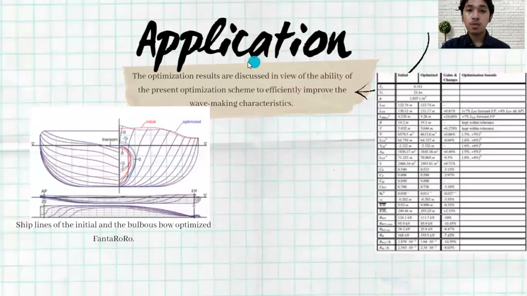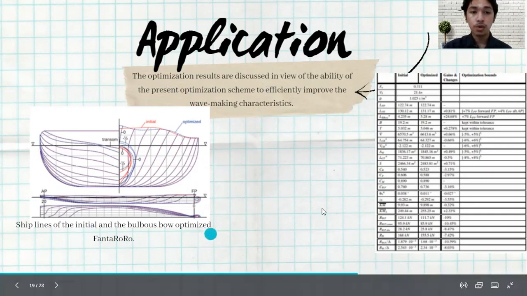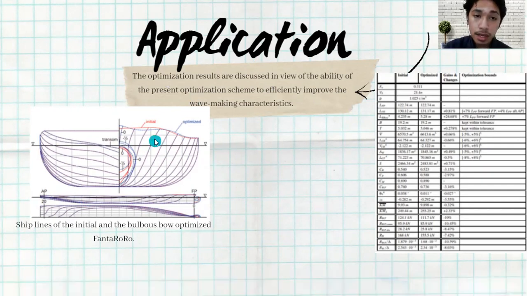Right, so I will share one of the applications of this optimization using CFD. The optimization results are discussed in view of the ability of the present optimization scheme to efficiently improve the wave making characteristics. So this is the shape lines of the initial and the bulbous bow optimized of the tanker. We see right here, the red line is the initial line that is made by the user. But then after the optimization, we have the optimized line right here.